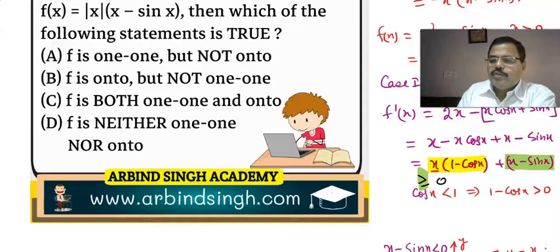Greater than or equal to 0. Because for x equal to 0, cos 0 is 1, and 1 minus 1 is 0. For x equal to 0, 0 multiplied by something is 0. And at x equal to 0, sin 0 is also 0, so this is also 0. So overall it will be 0, f dash x is greater than or equal to 0 in that case.